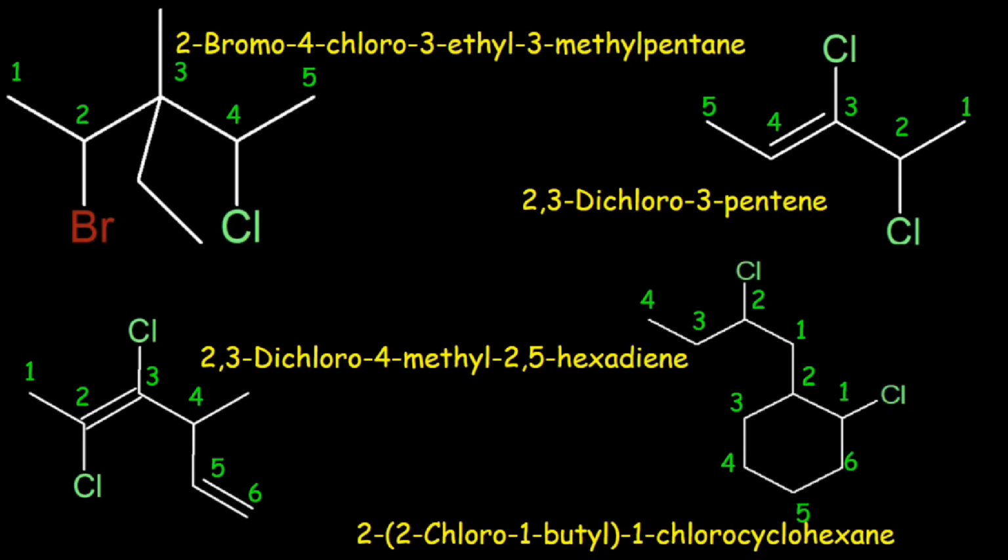2-chloro-1-butyl, right? Because in the substituent part, the chlorine atom is attached at the second carbon, and this whole part is actually a butyl, and this butyl group is attached at the second carbon of the ring system, right? And the ring system contains one chlorine atom as a substituent, and it is cyclohexane.